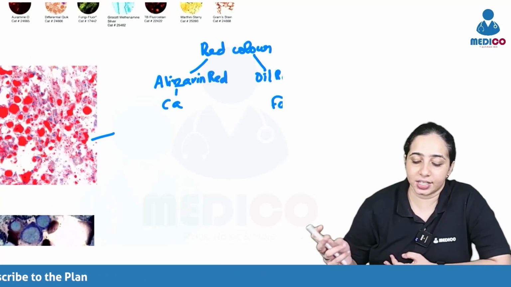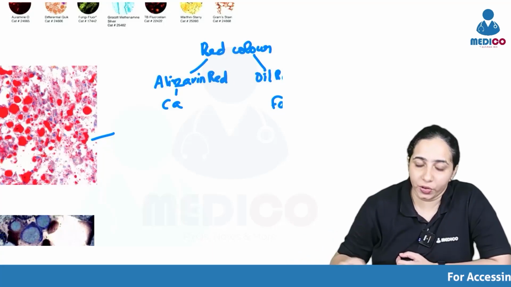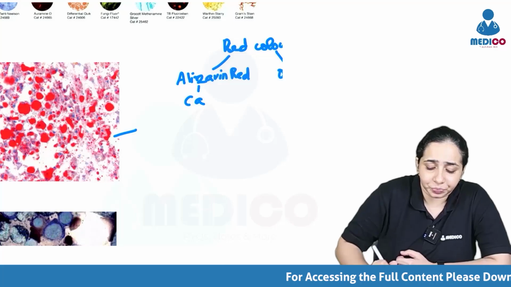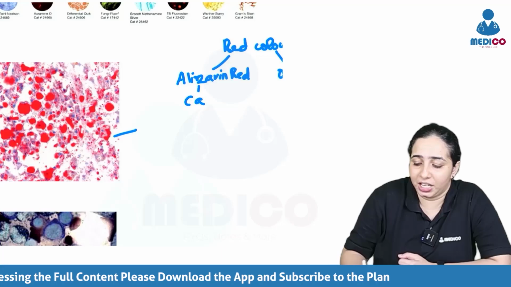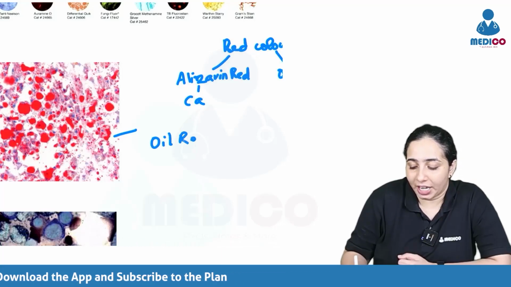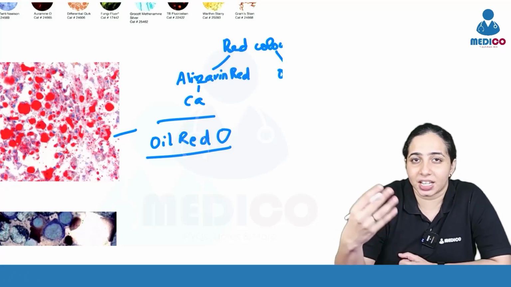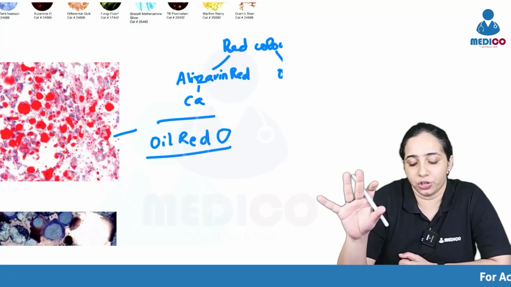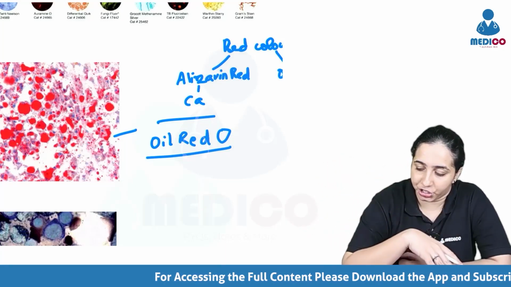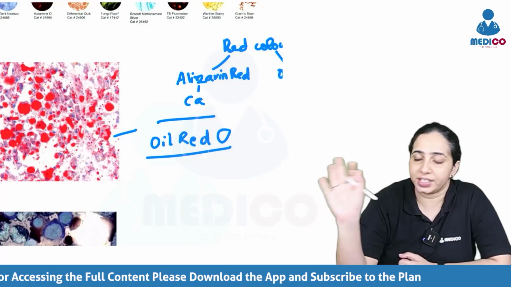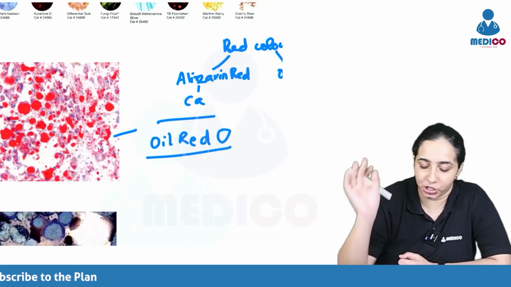So first is a red color stain. Either it is alizarin red, which is calcium, or Oil Red O, which is fat. But here you can see you have some big cells that have been stained, so the chances of it being Oil Red O are more. Again, this all depends on what the question is and what the examiner expects you to know. So here, what I want you to know is that if you see a red colored stain, it is going to be either alizarin red, which stains for calcium, or Oil Red O, which stains for fat. Depending on the circumstance of the question, you have to identify which one it is.